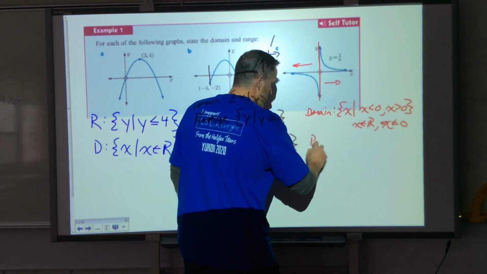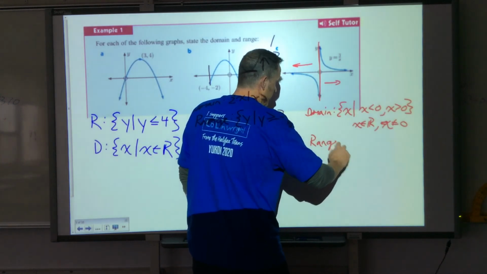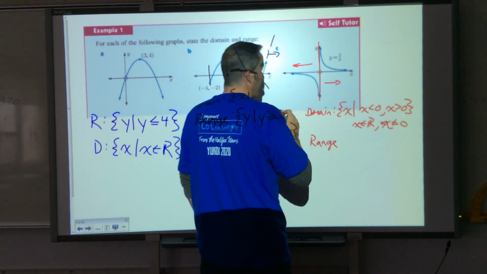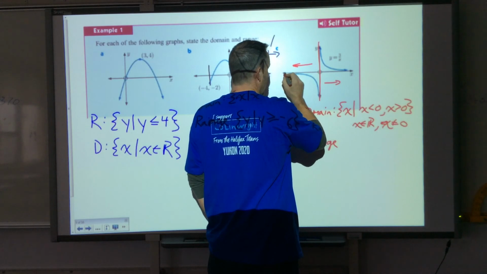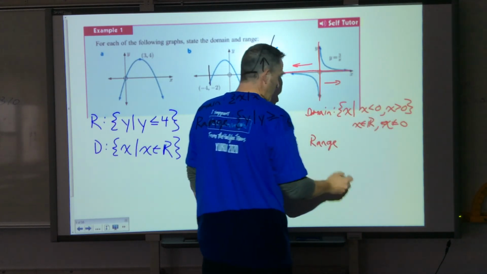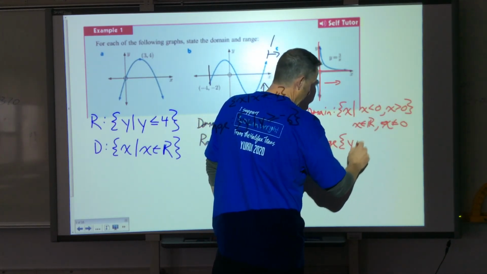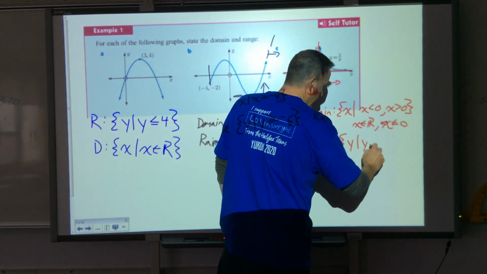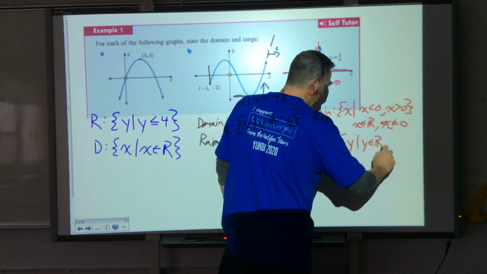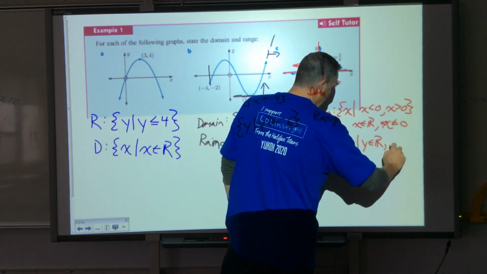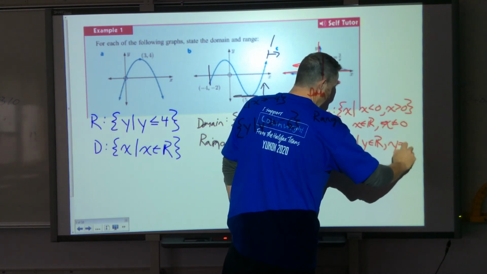Now my range is the exact same thing. It doesn't touch 0. So y is contained in real numbers. So any number can go in there, except y cannot equal 0.